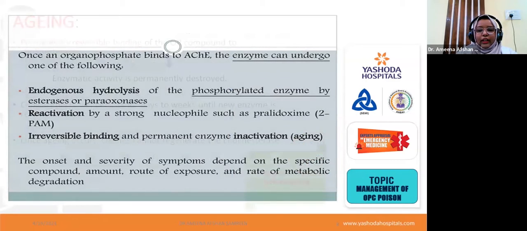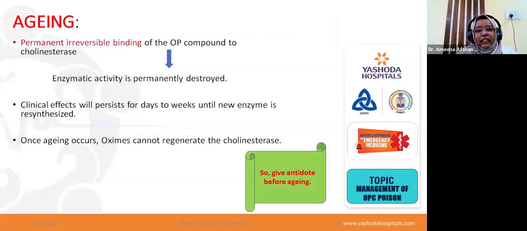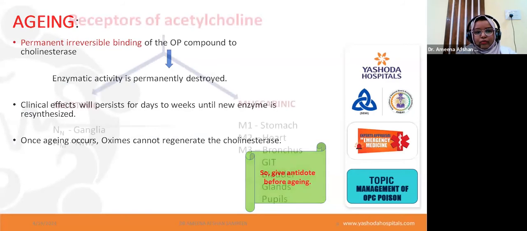To shed more light on this, what is aging? Initially, the binding is reversible. The OP compound binds to the ester site that is initially reversible, but as the time progresses, the binding becomes irreversible. After the binding, which is called as aging, once the aging has occurred, if you give the antidote, there is not much use. So this is the importance to give antidote before aging.